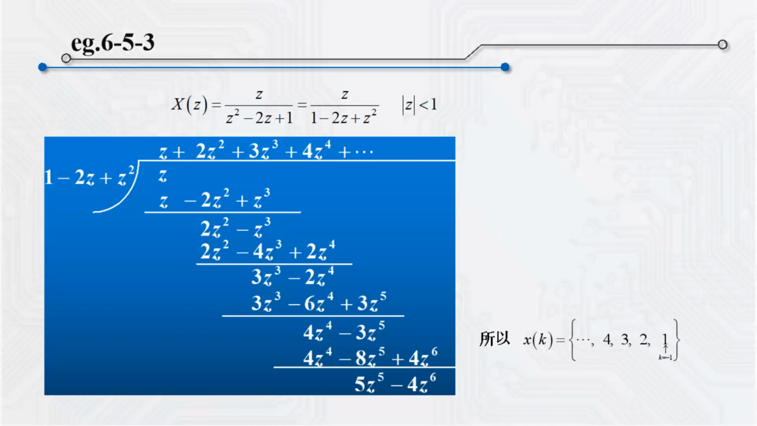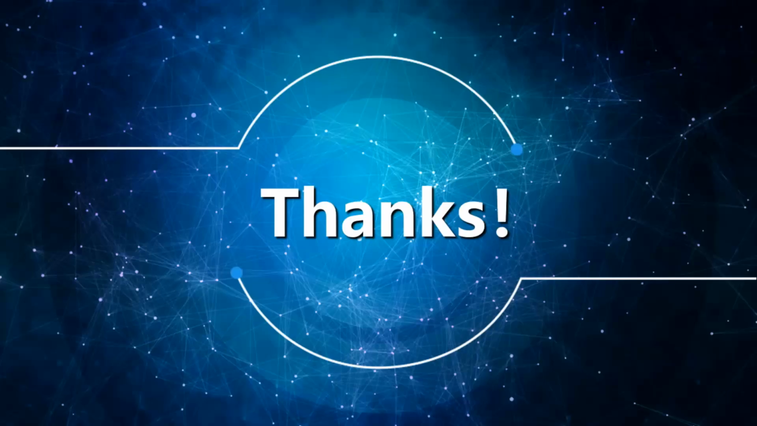Today, we have learned the power series expansion method for the inverse Z transform. There are mainly two forms. According to the difference of the convergence domain, it is divided into the right sequence and the left sequence. Please pay attention to all of these contents. Thank you. That's all for this lesson.